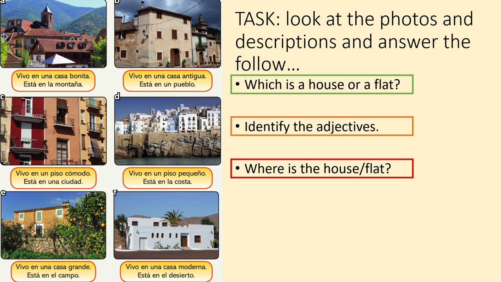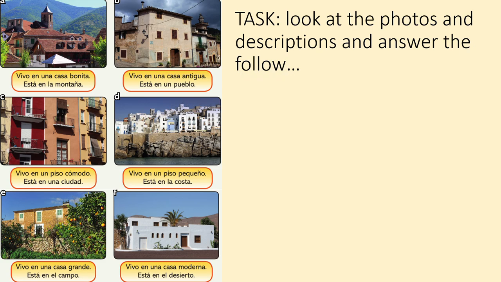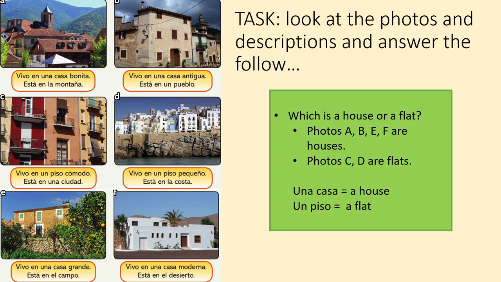Brilliant, welcome back. So the answers we were looking for green include photos A, B, E and F are houses, and we can tell that by looking at the photo, and photos C and D are flats. We can also tell this because of the vocabulary. Una casa is a house and un piso is a flat.